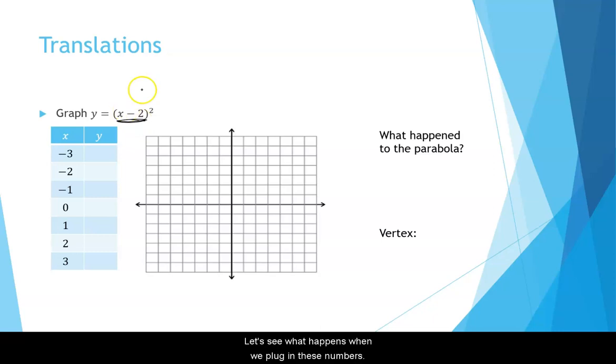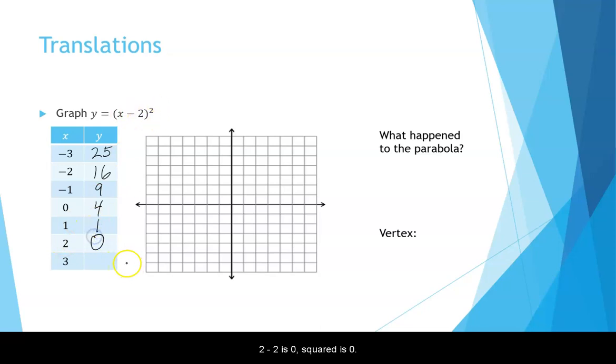Let's see what happens when we plug in these numbers. Negative 3 minus 2 is negative 5, squared is 25. Negative 2 minus 2 is negative 4, squared is 16. Negative 1 minus 2 is negative 3, squared is 9. 0 minus 2 is negative 2, squared is 4. 1 minus 2 is negative 1, squared is 1. 2 minus 2 is 0, squared is 0. 3 minus 2 is 1, squared is 1.